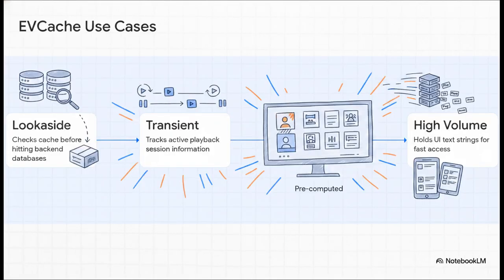Now, to make sure all those hundreds of microservices can fetch data with ultra-low latency, Netflix relies heavily on something called EVCache. It's a distributed in-memory data store, and it's used in 4 distinct, pretty brilliant ways. First, as a look-aside cache, so they can quickly check for data before hitting the slower backend databases. Second, as a transient data store to actively track your playback sessions. Third, as a primary store for your pre-computed personalized homepage. And fourth, they use it to hold high-volume data, like all the UI text strings you see on screen. Ultimately, this guarantees those precious 90 seconds aren't wasted staring at a loading spinner.